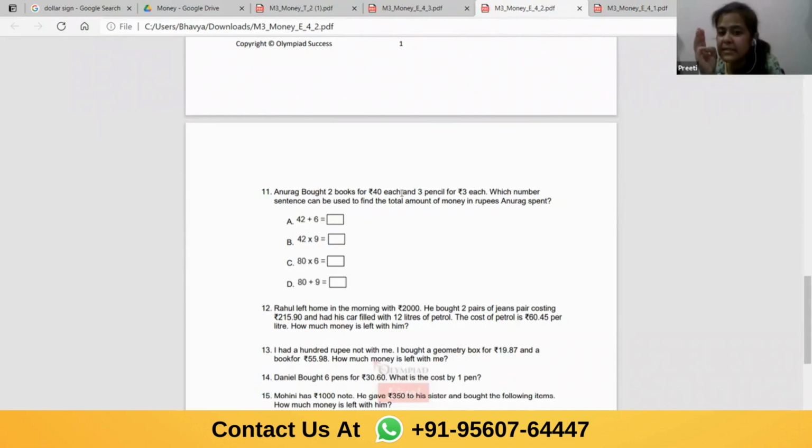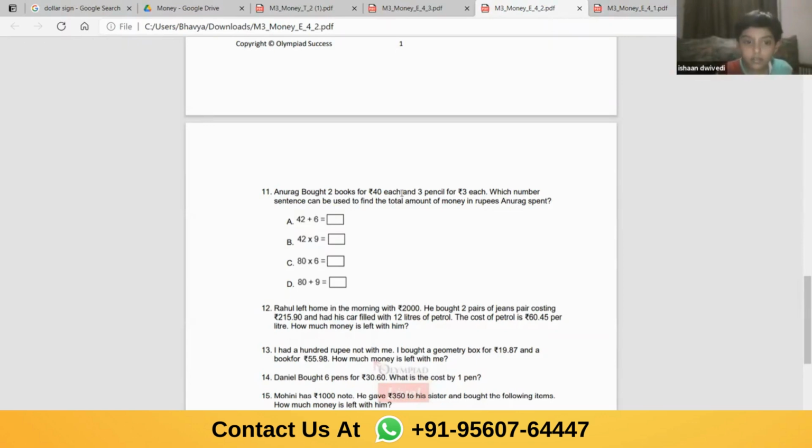Okay. 3 pencils for 3 rupees each. Each means 9. Correct. Cost of 1 pencil is 3 rupees. So what is the cost of 3 pencils? Multiply, 9. Which number sentence can be used to find the total amount of money in rupees, Anurag? Ma'am, answer is B. Ma'am, answer is D.